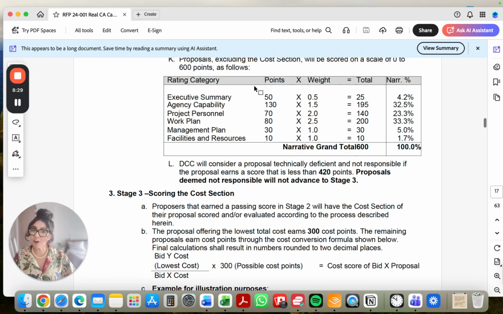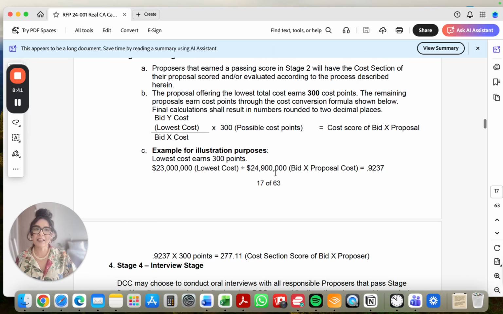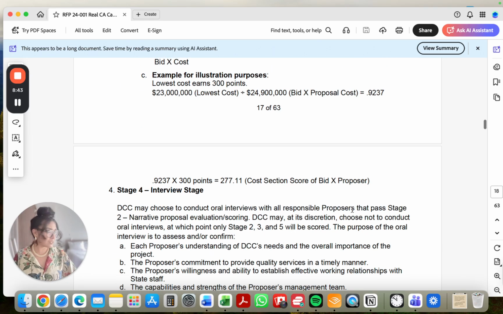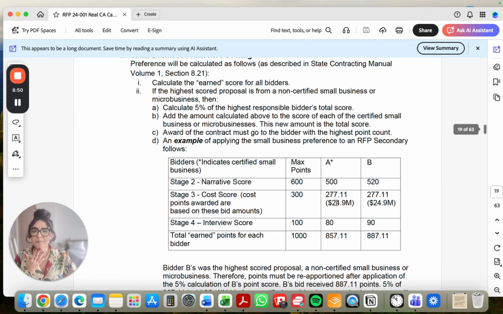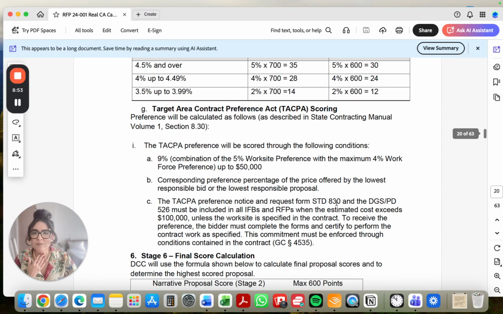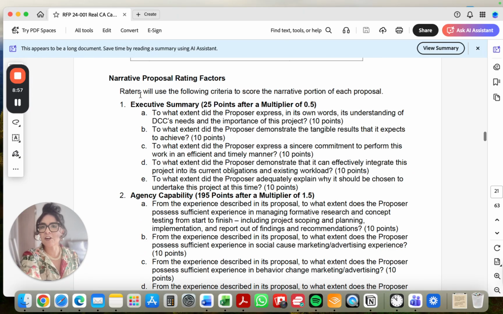You need to find this in your RFP and include it in your matrix so that you know where to spend the majority of your time and where it's not as important. The third part would be your instructions to offers, and it's always going to be titled something different, but in this RFP, they call it narrative proposal rating factors, and this is where they give you all of the questions that you need to respond to.